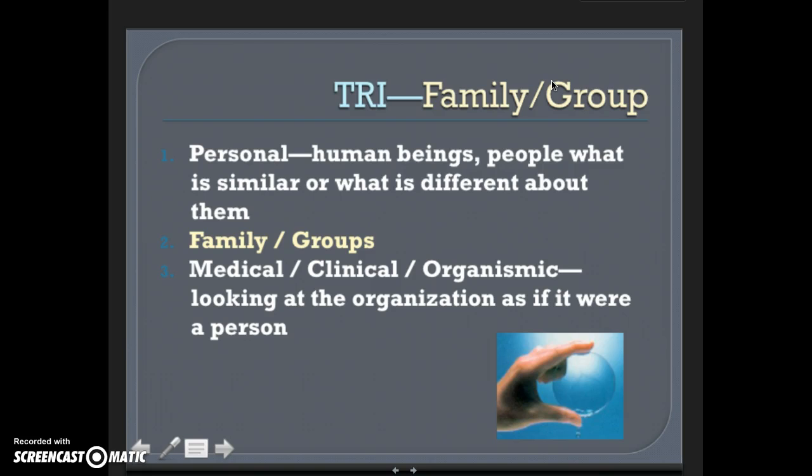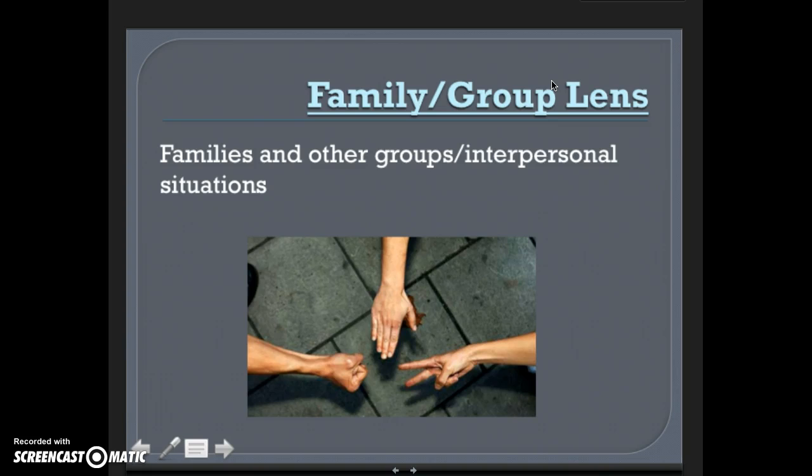We've looked at the personal part of the lens, and the second part of the trifocal is family and groups. So this lens tends to look specifically at families and other groups, the interpersonal situations that we end up under. Many of us do work in groups in our jobs. So it's concerned with more or less the internal functioning of the group: what groups pay attention to, how we behave in groups.